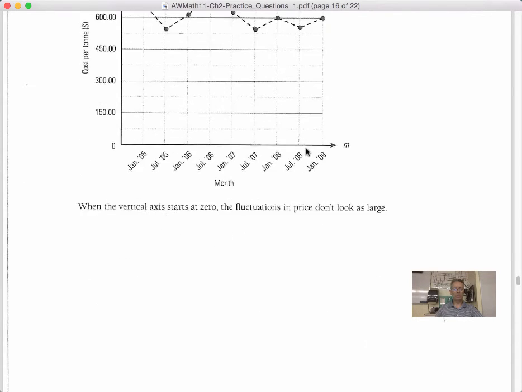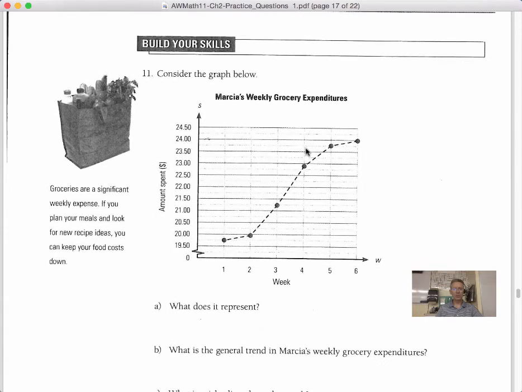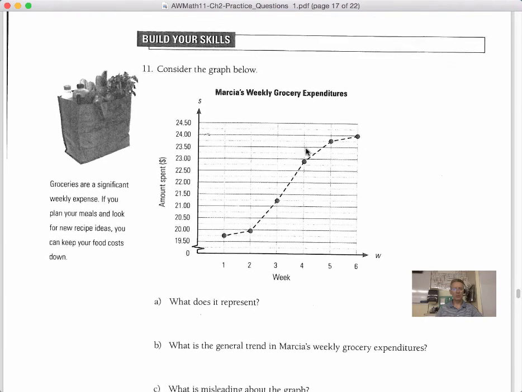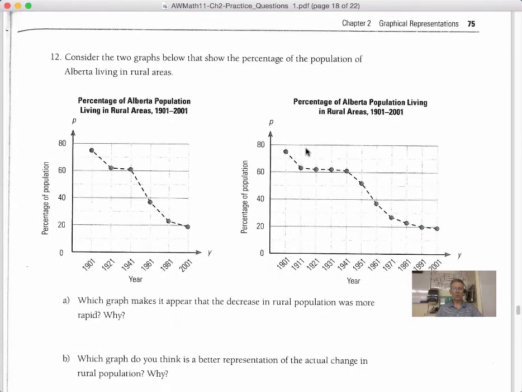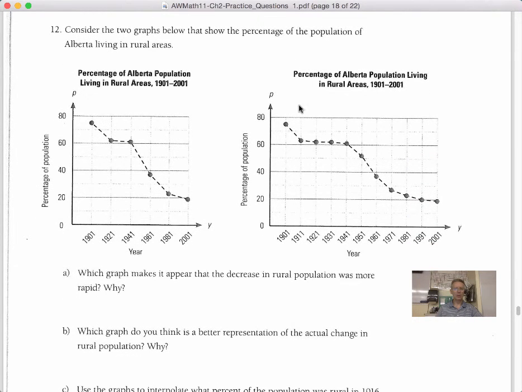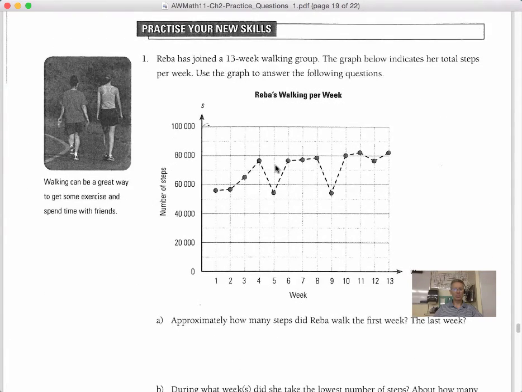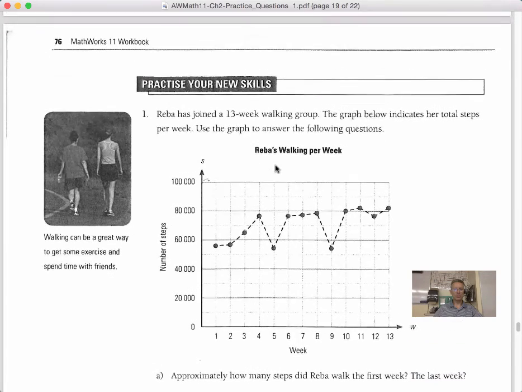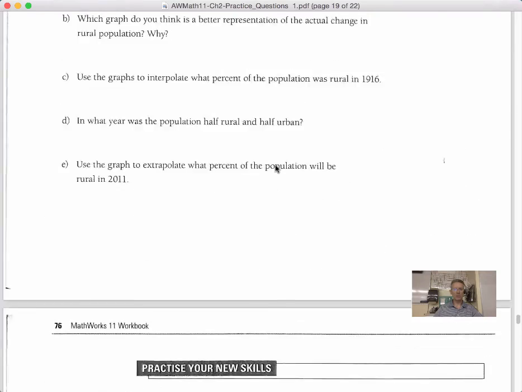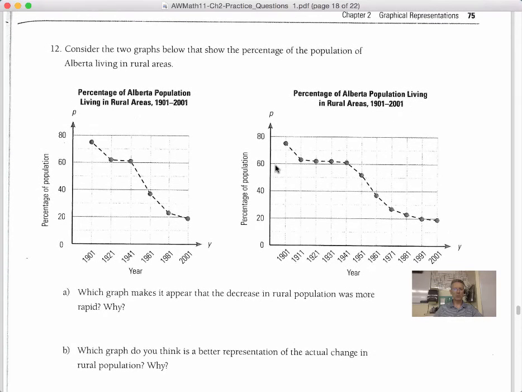What I'd like you to do for this lesson in Build Your Skills, leave out question 11, but go to question 12. As you view this video, I'd like you to do this question now before class tomorrow. And tomorrow in class, we'll do practice your new skills starting on page 76. So as I say, try this question here, number 12, as we finish off the video. And we'll see you in class tomorrow.